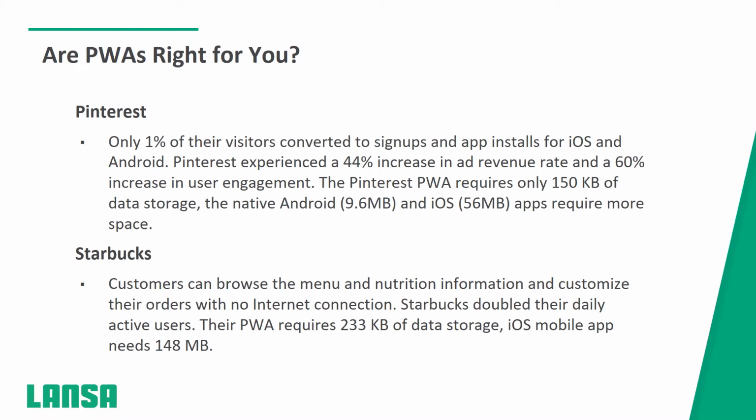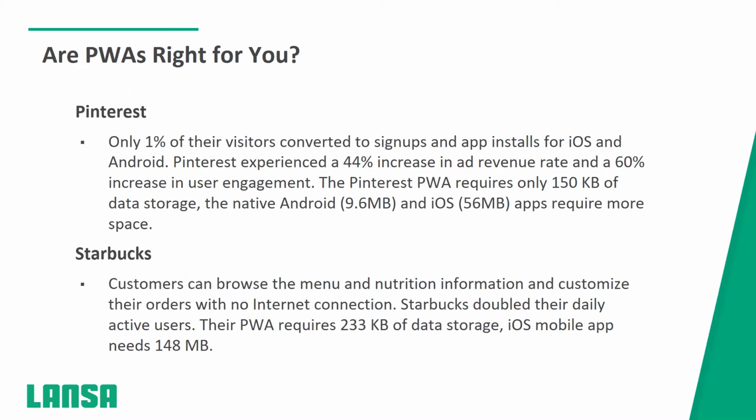So Pinterest only had 1% of their visitors converting to signups for their apps. So somebody would come to their web page, but only 1% of them would actually go on to install their iOS application or Android application. What they found is when they went to a PWA, not only did they have a 60% increase in user engagement, but they had a 44% increase in ad revenue. So what they found out was people just used the progressive web app more than they did the native app because it's much easier to bring up. You don't have to go through the app store. They found out when users just want to see something really quick, you go to Pinterest to see it. A progressive web app was perfect because there was nothing the end user had to do except go to the progressive web app.